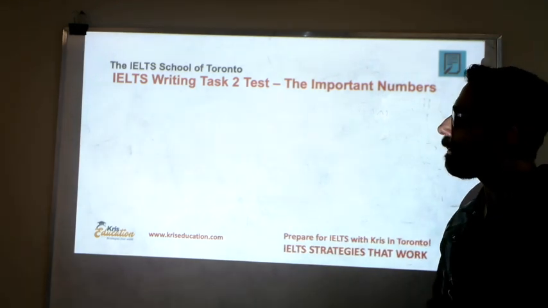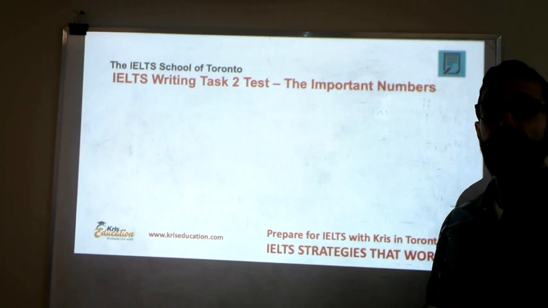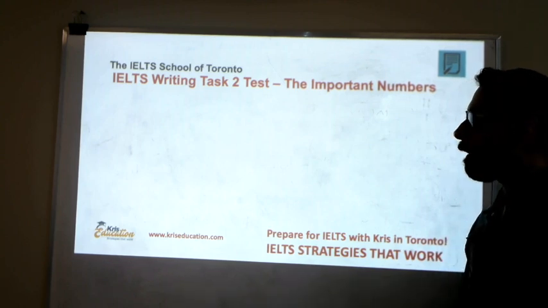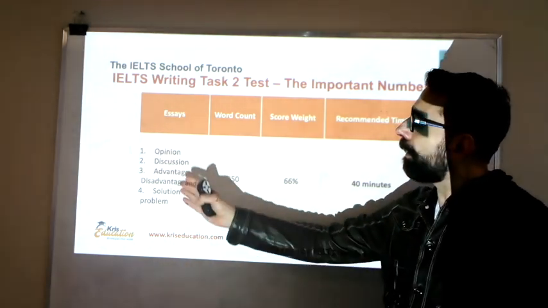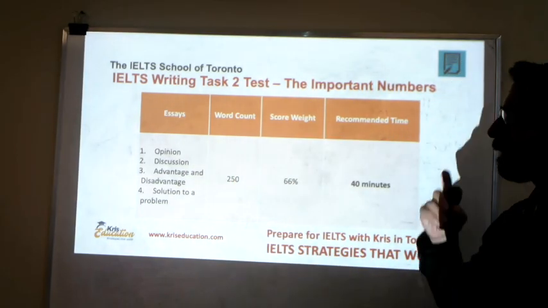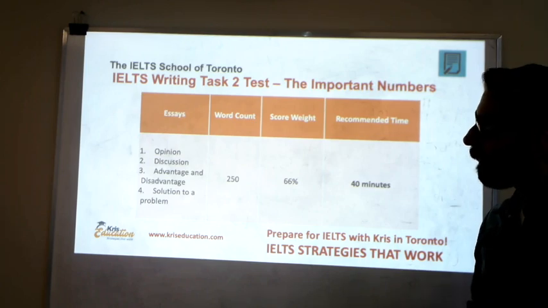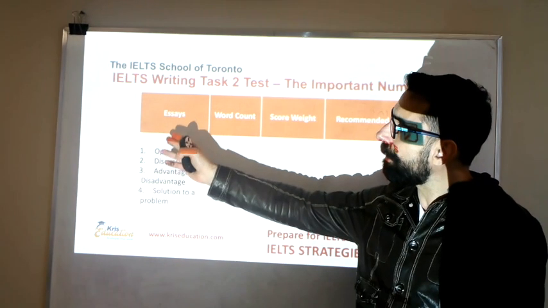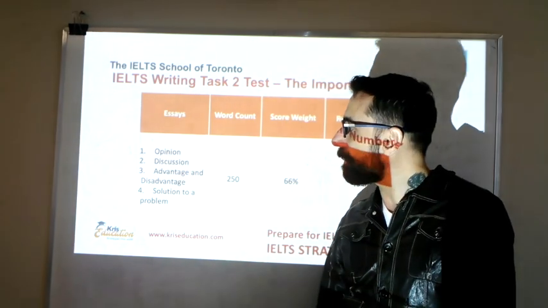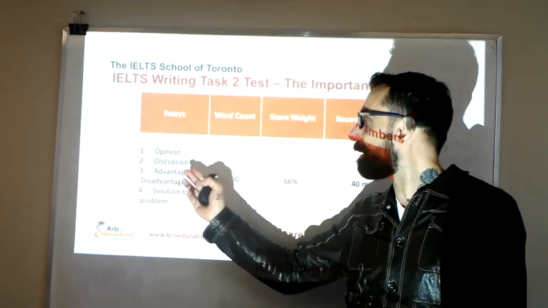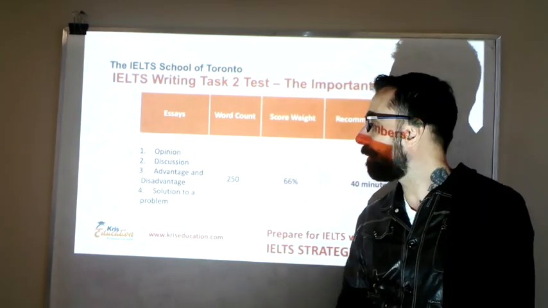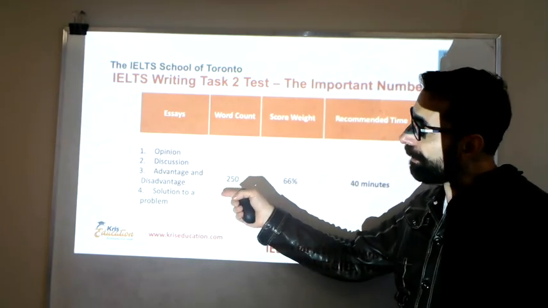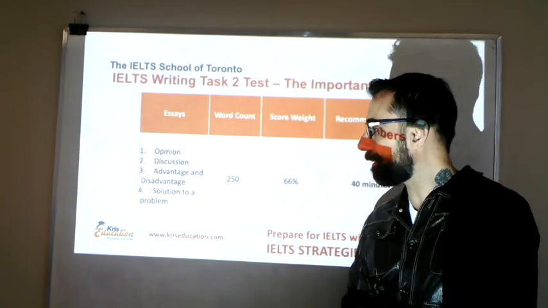Before we answer the question how many paragraphs you need to write in the body of the essay, let us see the important numbers in the IELTS task 2. The first thing is IELTS gives you 4 different types of essays, such as opinion essay, discussion essay, advantage and disadvantage, or solution to a problem. You have to write around 250 words in your essays.